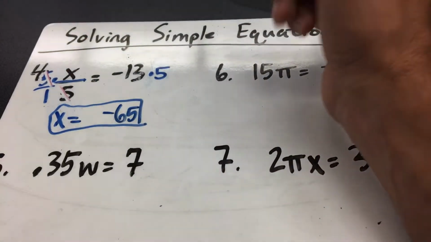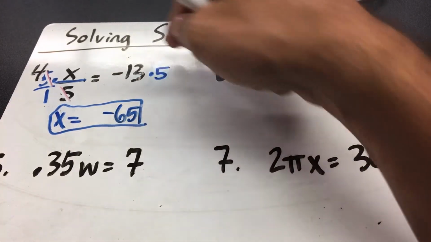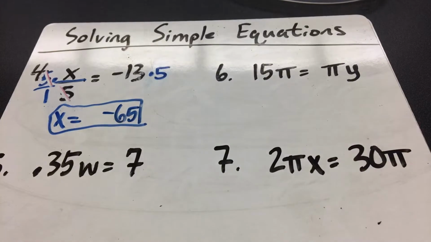And then if you weren't sure about this one, because that answer does look a little bit bigger than the answers we had on the other board, you could take your answer, plug it back in right here, do negative 65 divided by 5, and see if your answer is negative 13, which it is.